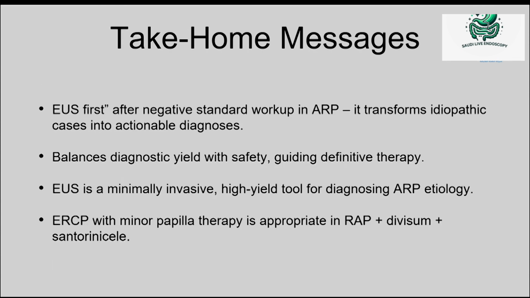So take-home message: EUS is first. For any patient presenting with acute pancreatitis, you have to go for EUS after doing transabdominal ultrasound, CT, or MRCP. So you should not discharge your patient unless you make sure he doesn't have any microlithiasis or structural abnormality. So EUS is a minimally invasive, high-yield tool for diagnosis of acute recurrent pancreatitis. ERCP has to be done for patients with pancreatic divisum, to prevent the incidence of recurrent pancreatitis.